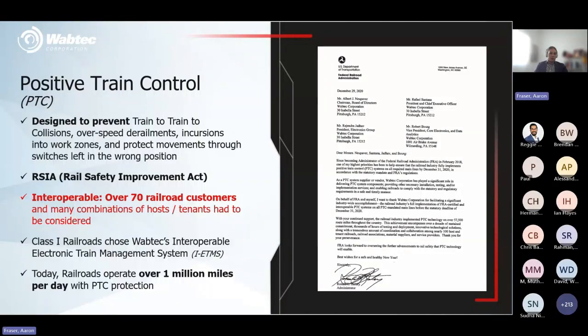So what is positive train control? Well, it's a system designed to prevent train-to-train collisions, derailments caused by excessive train speed, train movements through misaligned track switches, and unauthorized train entry into work zones.